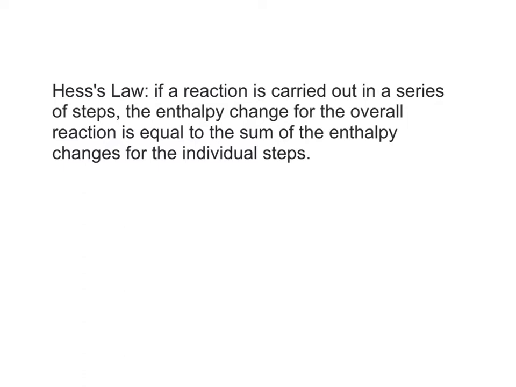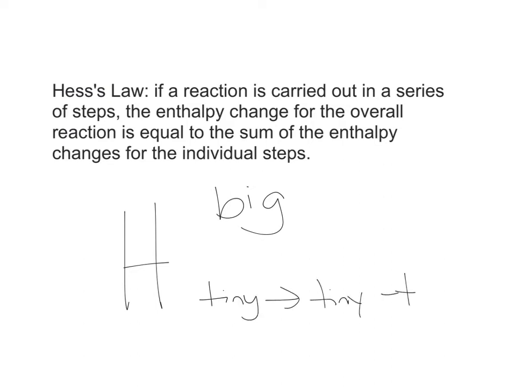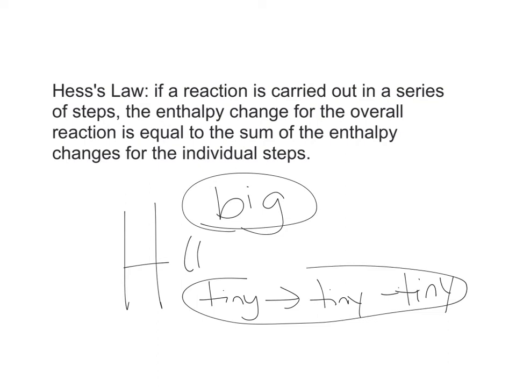This is Hess's law, and I don't have it typed on your note sheet, so you're going to want to write it down. It basically says that if a reaction is carried out in a series of steps, not all at once, the enthalpy change for the overall reaction is equal to the sum of the enthalpy changes for the individual steps. Because remember, enthalpy is a state function, so it doesn't matter if we do it in one big step or in many tiny steps, either way, it's going to be the same. If we do it in a big step, the change will be equal to if we had added up all the tiny steps. So let's see what that really means.